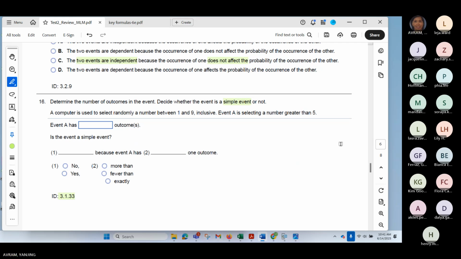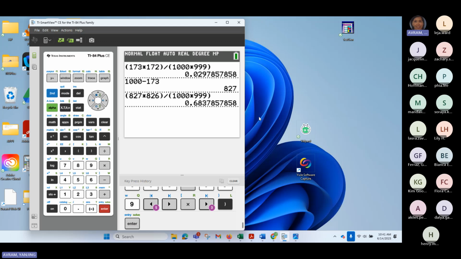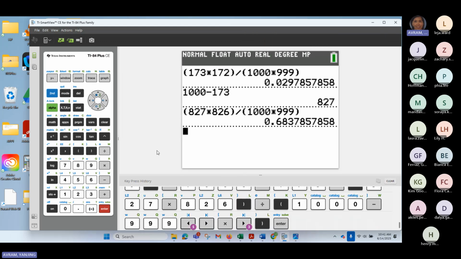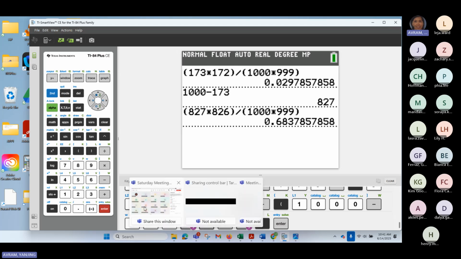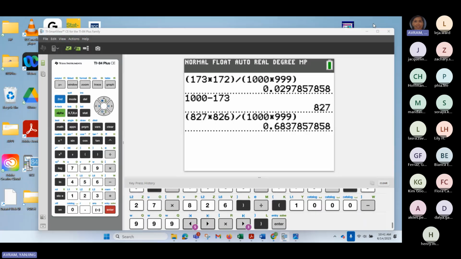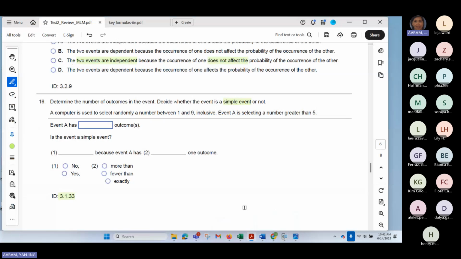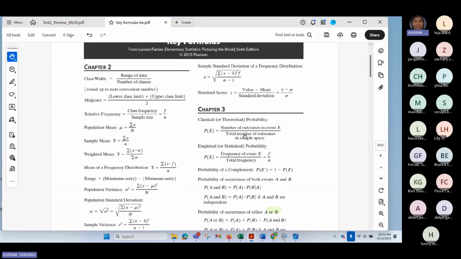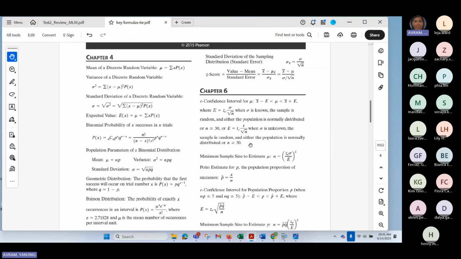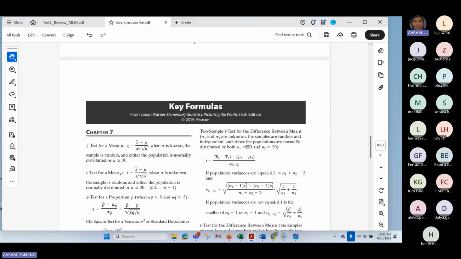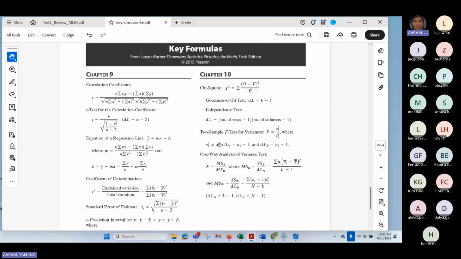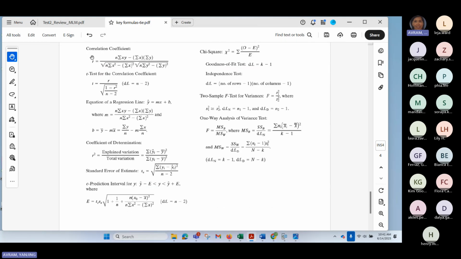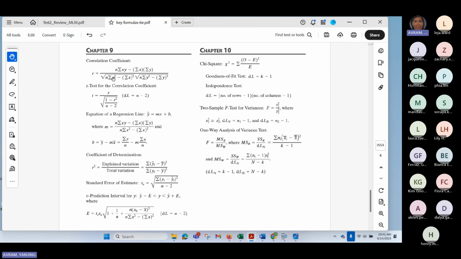the one I am going to talk about today. I also want to let you know where to find the correlation coefficient. Even though our exercise does not include it, if you go to chapter 9, right here, one of the formulas is for finding the correlation coefficient.